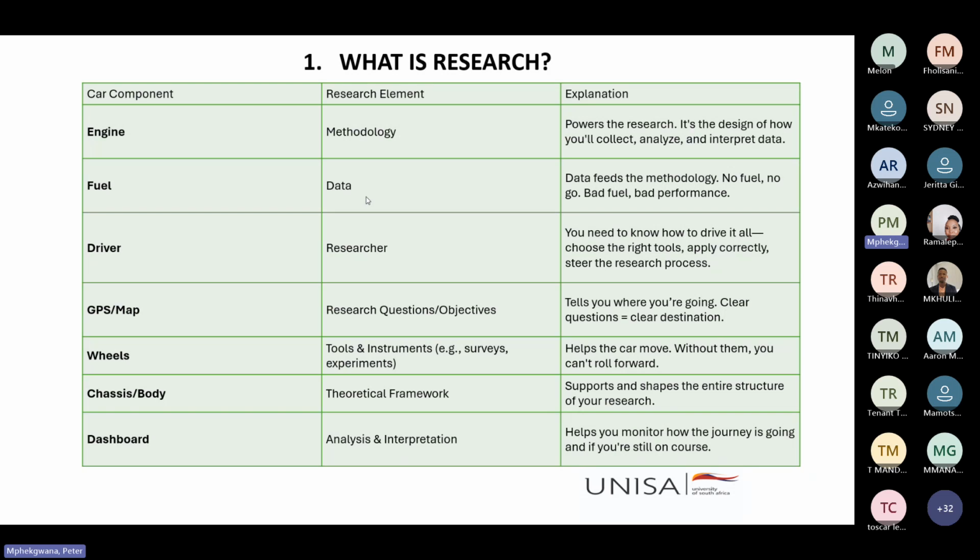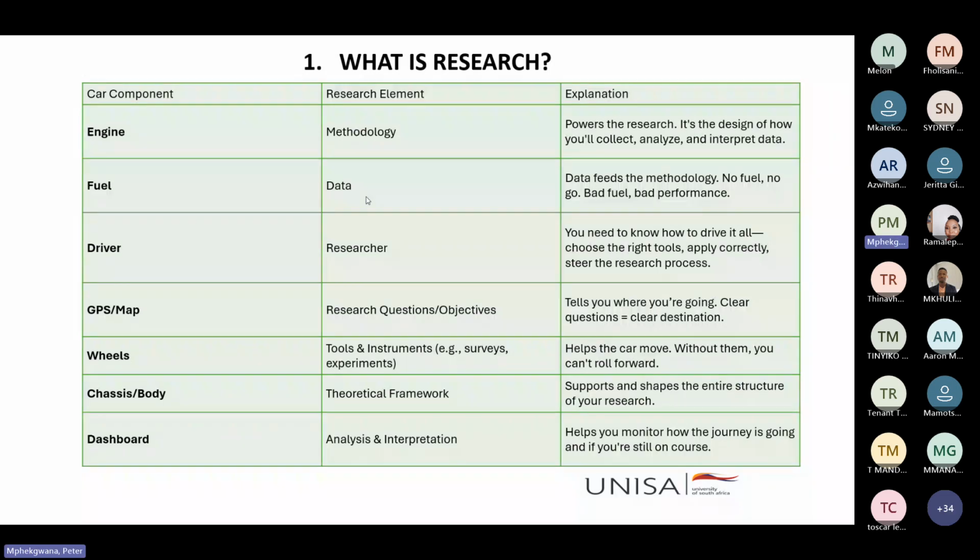So this is how we summarized the car components. We said that in a car we have an engine. It's very important. So in terms of research elements, we can link the engine with methodology, because it powers the research. If the engine doesn't switch on, then it means that there's a problem. The car won't move. So if your methodology is not well designed, your research won't move. If there's a problem with the engine, then we won't take a trip. If there's a problem with your methodology, the research won't move.